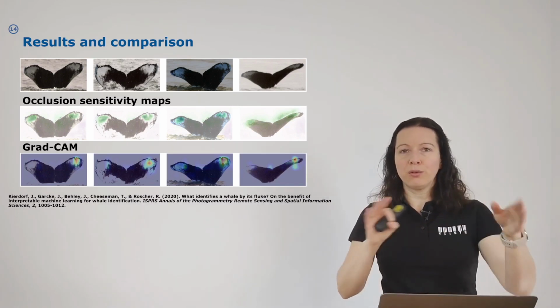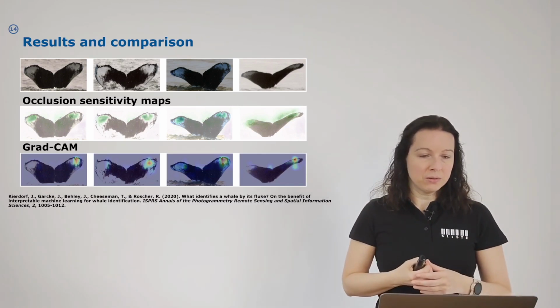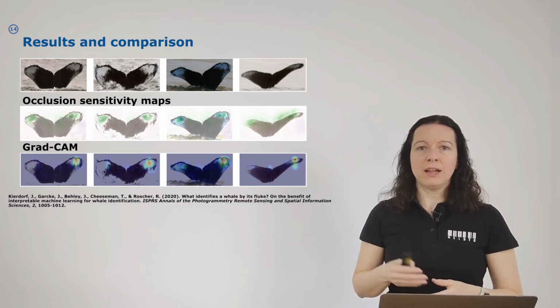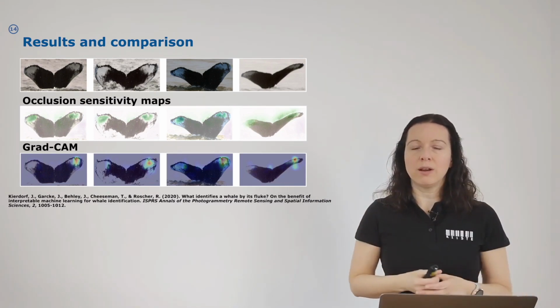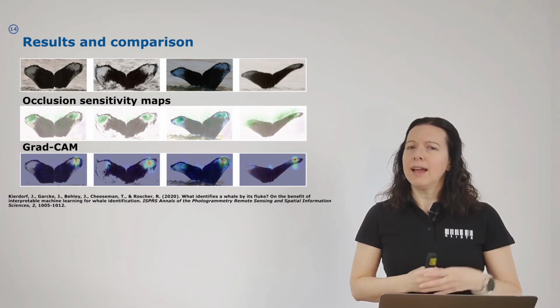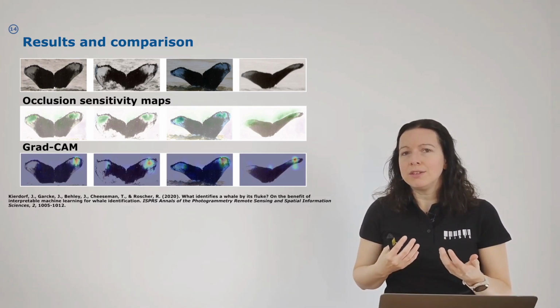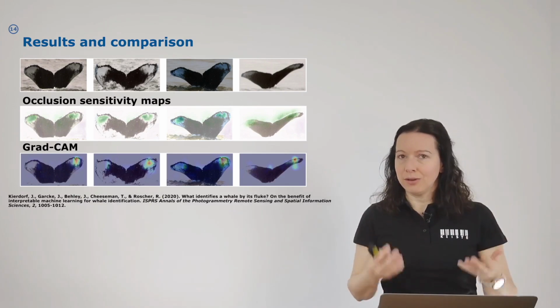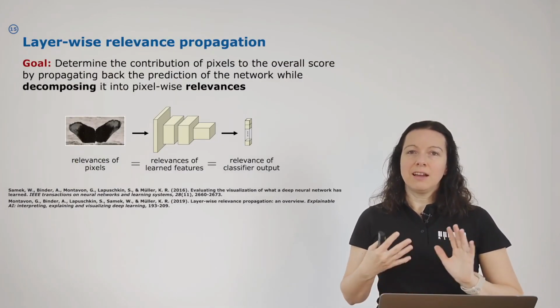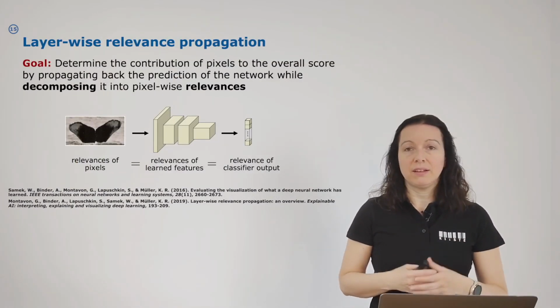So it's always worth not only using the last convolutional layer, but having a look into more layers and actually understanding what's going on, and maybe there are even more hidden features in there which are interesting to analyze. Okay, so let's come to a different concept.